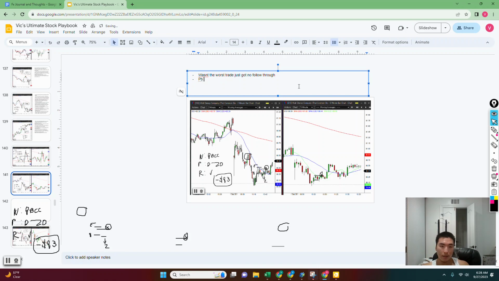Pull back to the 2-minute 20 and pull back to the 5-minute 8 aligned. So I was looking to milk another move down, but there was no follow through.